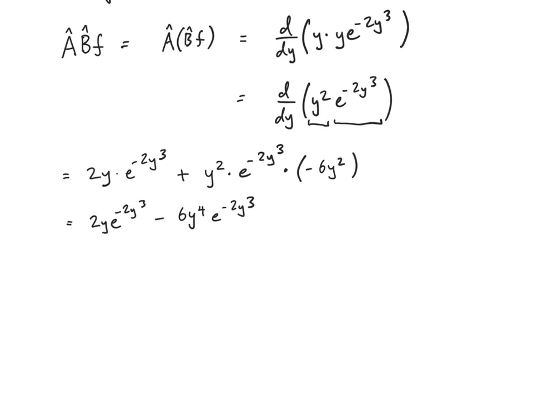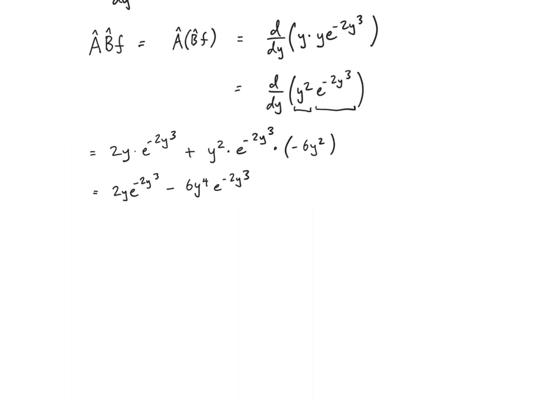Okay. Now, the problem might ask you to apply these operators in the reverse order as well. So let's go ahead and do that. Let's calculate b hat acting on a hat acting on f, just to prove that in general operators don't commute. When I write out what each of these things means, I get y times the derivative with respect to y. I've got to make sure to put those parentheses in order. E to the negative 2y to the third, like that.